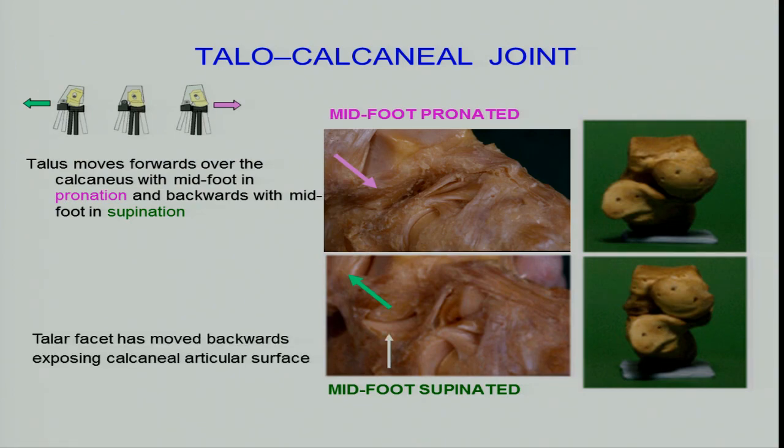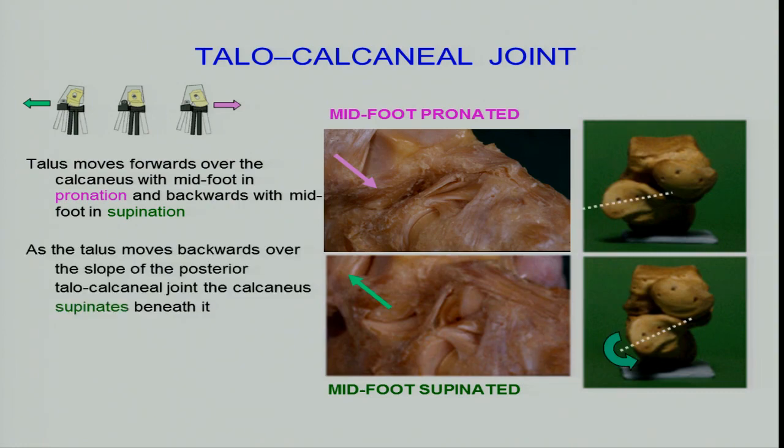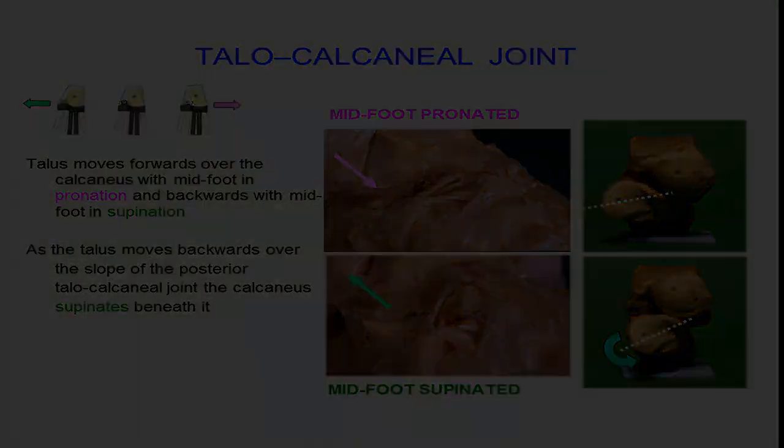There's the talar facet moved backwards. And because the talus is pushed on the posterior joint, the calcaneus has become supinated beneath. So we can come back to that, yes?